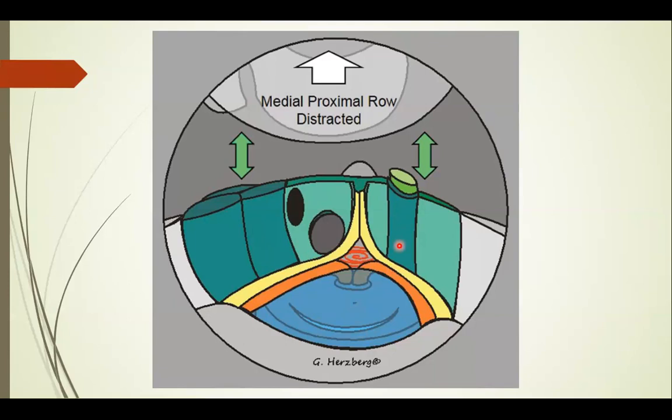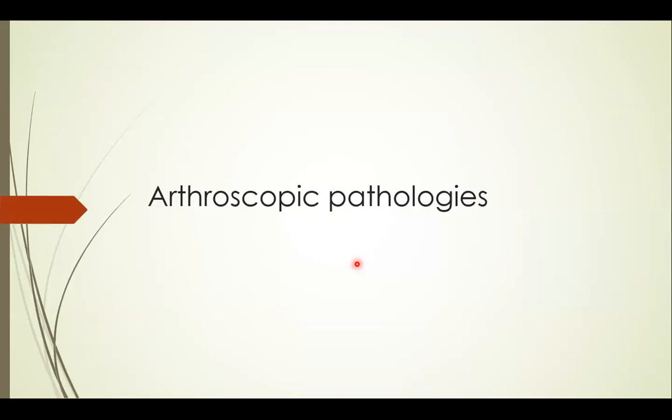So those are the structures that we have encountered, the blue being the disc and the red being the fovea. So now we've come across the normal. Let's go to the pathologies. So how does diagnostic arthroscopy help?